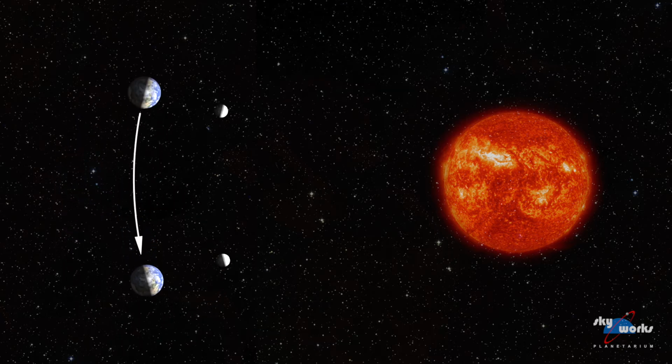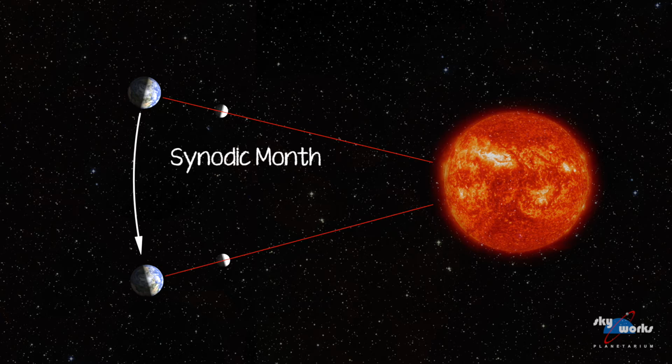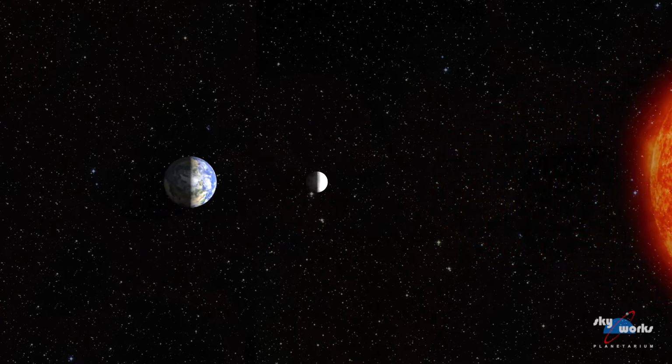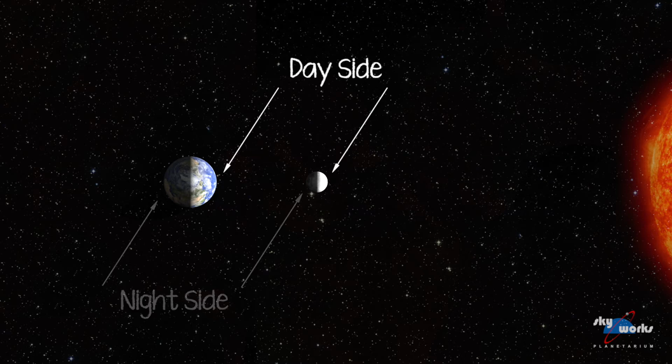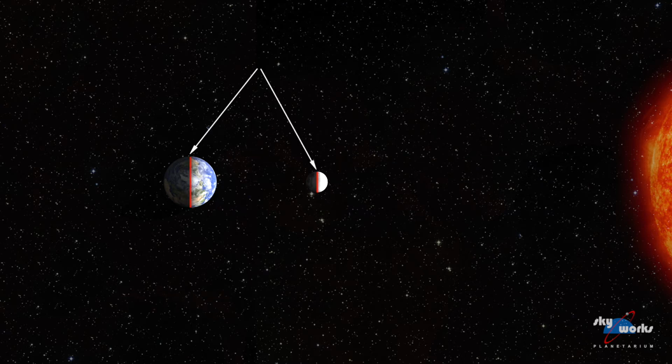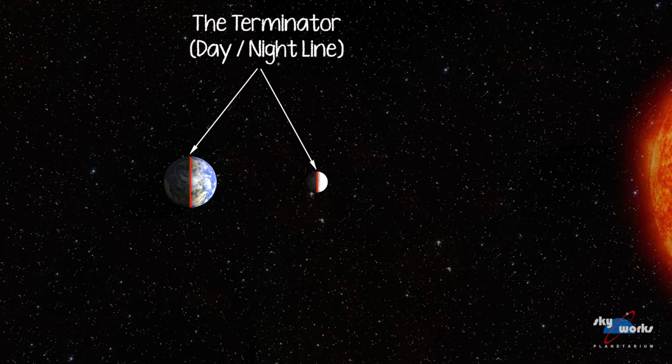The time period between each new moon, which I'll explain soon, is called either a synodic month or a lunar month. The Earth and Moon are lit up by the Sun, causing both to have daytime and nighttime sides. There's a line on both the Earth and Moon where day and night meet. This is called the terminator. We can think of the terminator as the day-night line.